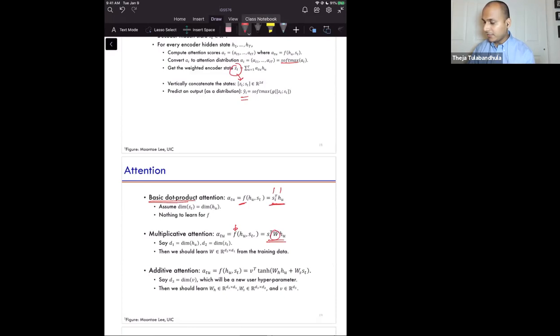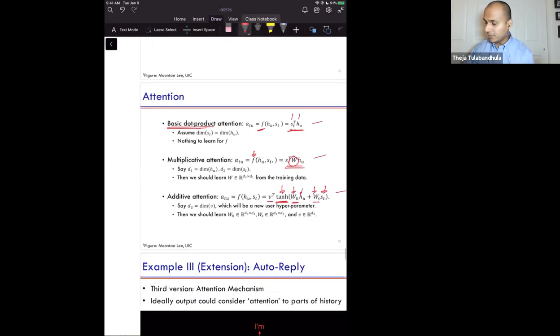Or you can have a much more complex attention mechanism where you transform both the hidden vectors, take a nonlinear transformation, and multiply with a parameter. So these are all function choices. The moment you have two inputs, you can have all sorts of functions. So these are some examples here. Any question about this part?